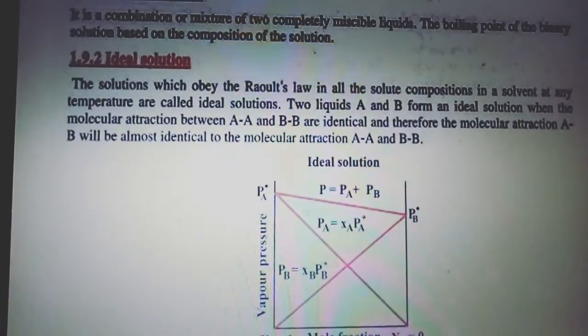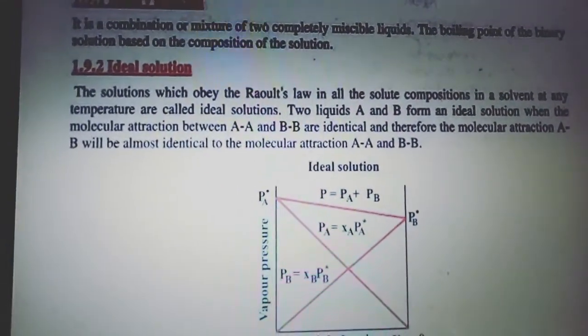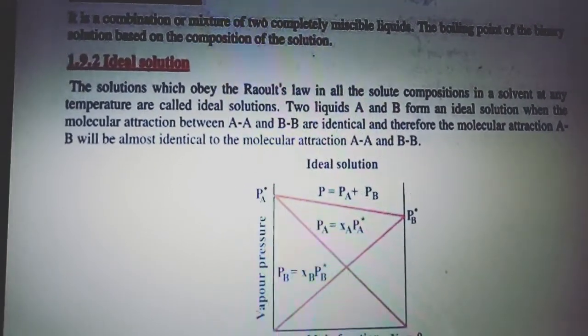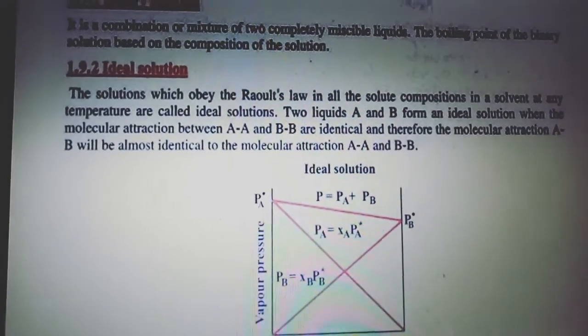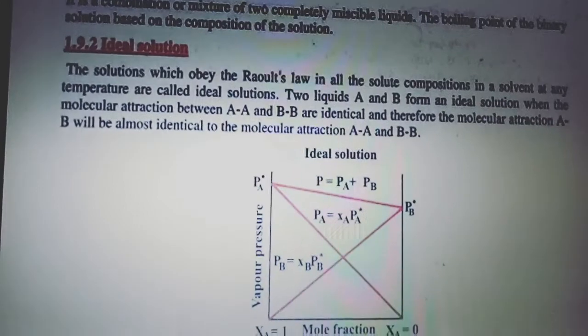Means two liquids are there. The molecular attractions between AA and BB, these are the same. If these attractions are the same, then the attraction between AB will be identical to AA and BB.